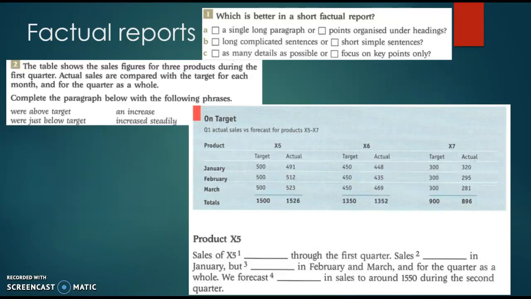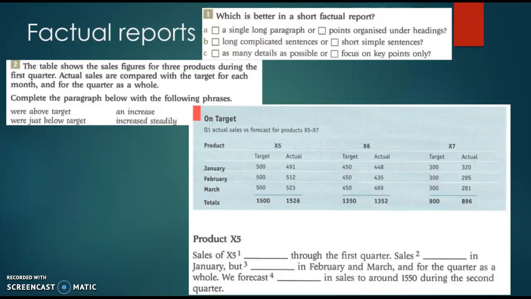So, here's the correction. In a factual report, it's better to have points organised under headings, short simple sentences, and to focus on key points only. The table here shows the sales figures for 3 products during the first quarter. Actual sales are compared with the target for each month and for the quarter as a whole.